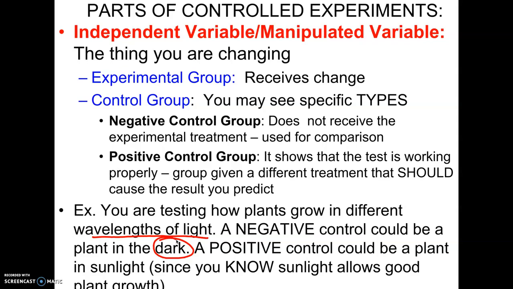And what do we expect in that one? We expect basically the plant's not going to grow. But we could also put a positive control group. In other words, how do we know our seeds are good? What if we put the plants under all these different colors of light and nothing happens in any of them? Maybe our seeds are bad.